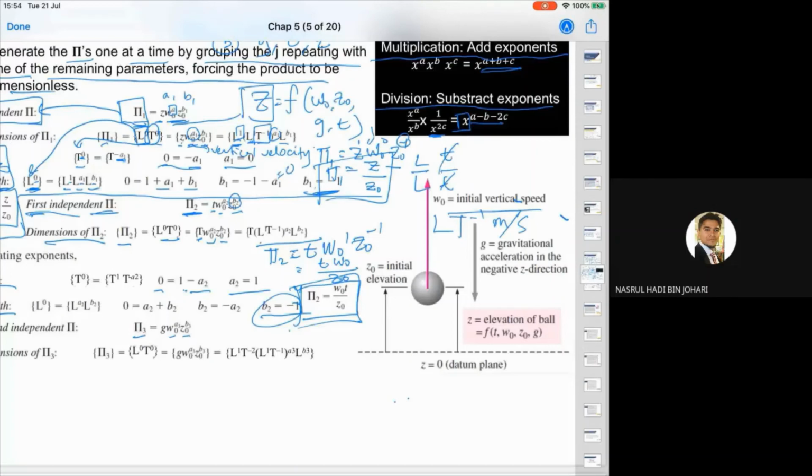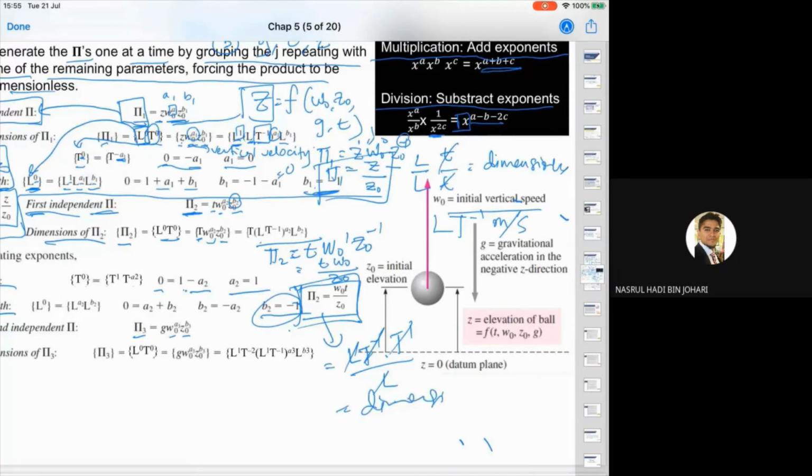And then you look at pi 2. Pi 2 also dimensionless. W naught is not weight, careful. W naught is vertical speed. So L over T, kan? Ni adalah speed ataupun velocity. M over S, kan? So S is actually T minus 1 times T, over Z naught. Z naught is L, the length. So this one cross each other, L also cross each other. Dimensionless.